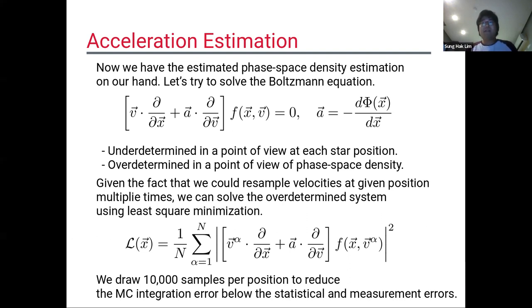And for solving an overdetermined system, the conventional method is chi-square minimization, solving the least squares minimization, which just calculates the equation of motion, takes its square, and tries to minimize its sum. In order to solve this, we just draw 10,000 velocity samples per given position, and we found that this number is roughly enough to suppress the statistical error sufficiently.